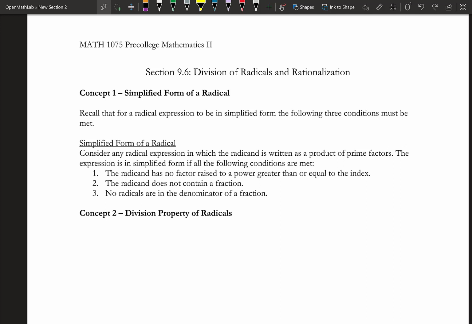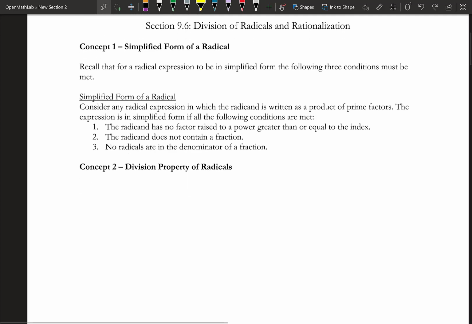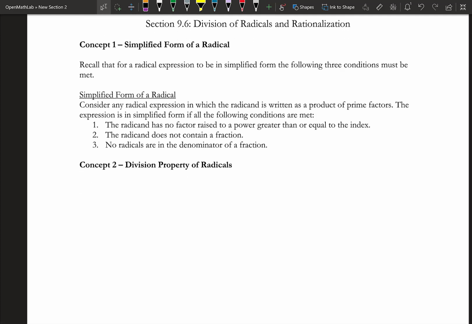Hi guys, so we're ready to look at section 9.6, division of radicals and rationalization. So the very first concept is just kind of a reminder of the simplified form of a radical. So it's just a recall.